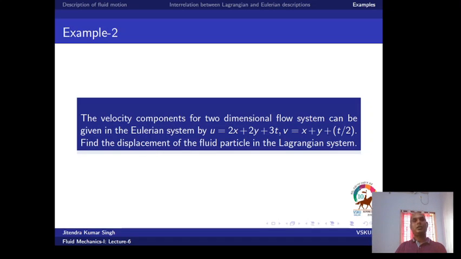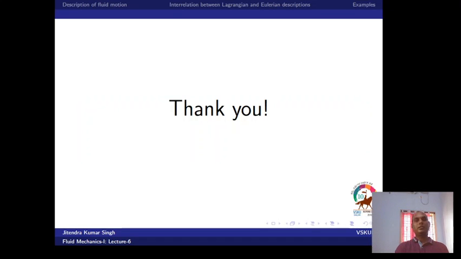Please try it. And in the next class, we are going to discuss the velocity and acceleration of a fluid particle. We shall find the acceleration in orthogonal curvilinear coordinate systems. That is, we shall try to find the acceleration in Cartesian as well as cylindrical and spherical coordinate systems. And we shall define the material, local and convective derivatives, and we shall establish an interrelation between them.